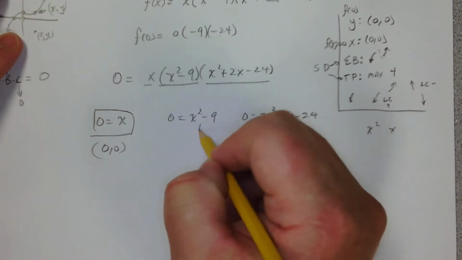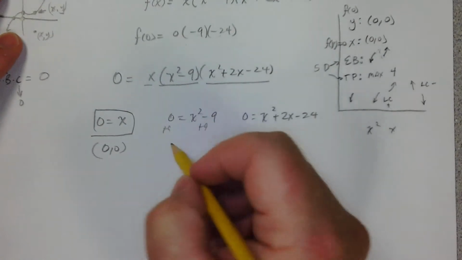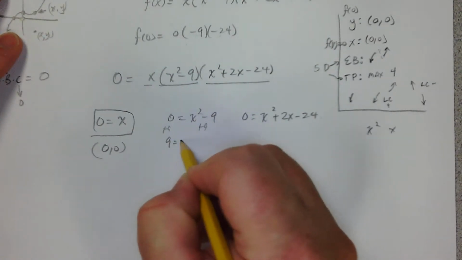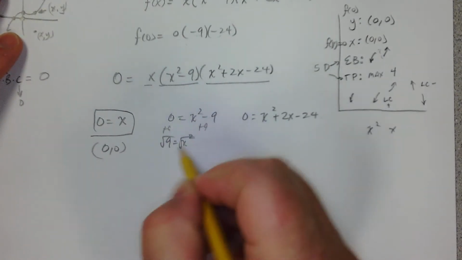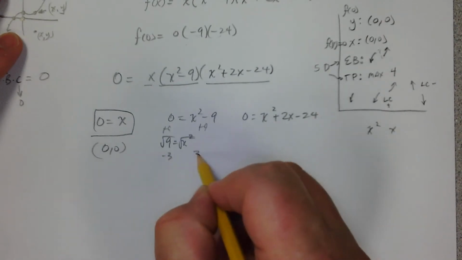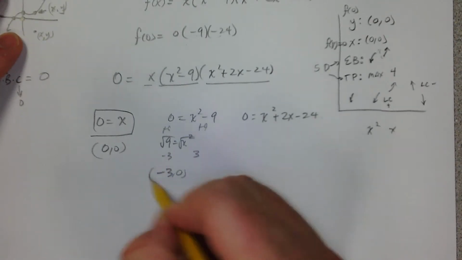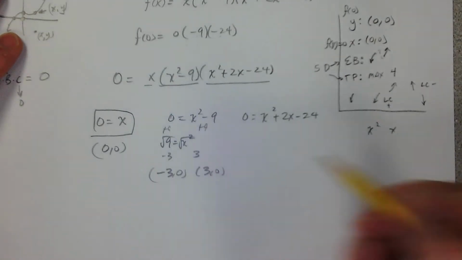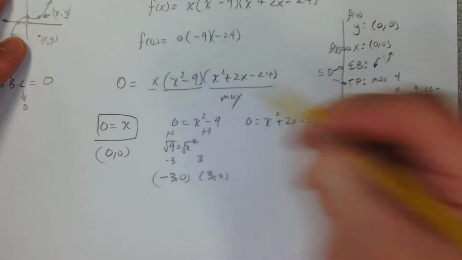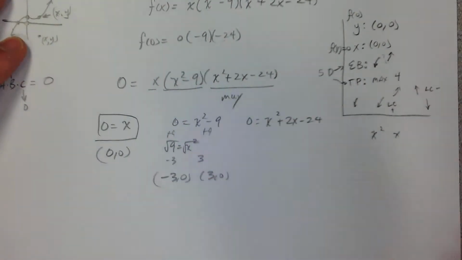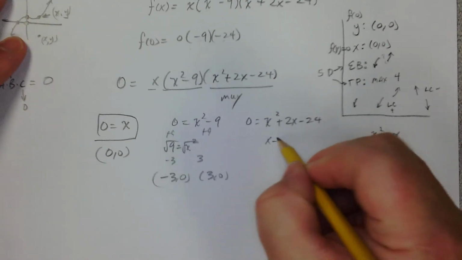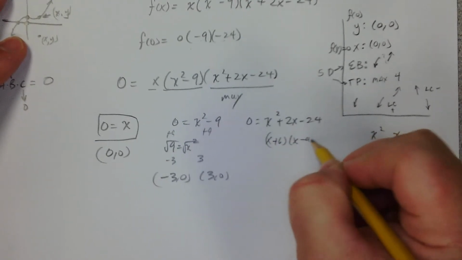But here, we could add 9, right? And then you take the square root. The square root of 9 is 3 and negative 3. Negative 3 and 3. And you need both. Very, very important. Muy importante. That's a Cal's favorite word in math. Muy. But you need both, right? 3 and negative 3. And then this one, it's factorable. It's x plus 6, x minus 4.